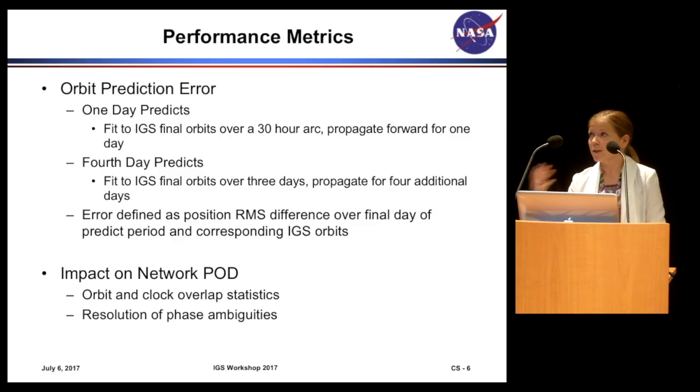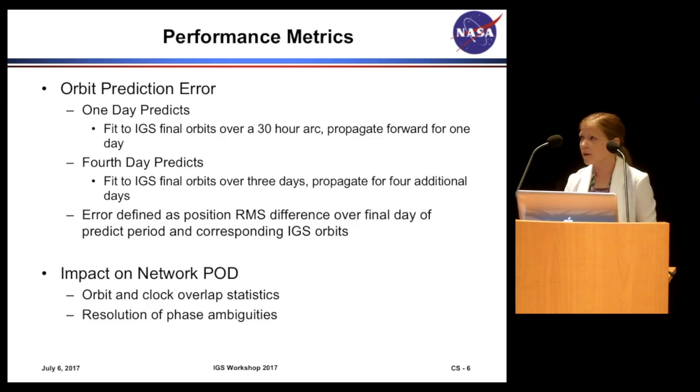Our primary performance metric is looking at orbit prediction error. So we do one-day predicts where we fit to the IGS final orbits over a 30-hour arc, and we propagate forward for 1 additional day. And then the 4-day predicts, which are going to have a bit more weight in our analysis because you're capturing some of the longer-term dynamics. We fit to the IGS final orbits over 3 days and then propagate forward for 4 additional days. The error that we're looking at here is going to be the position RMS difference over the final day of that predict arc and the corresponding IGS orbits.